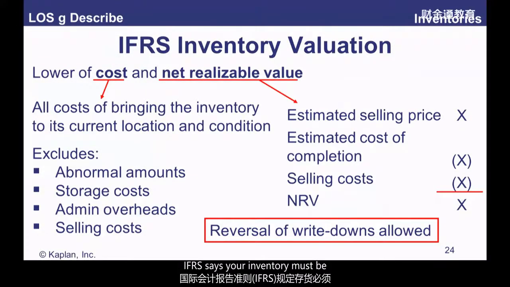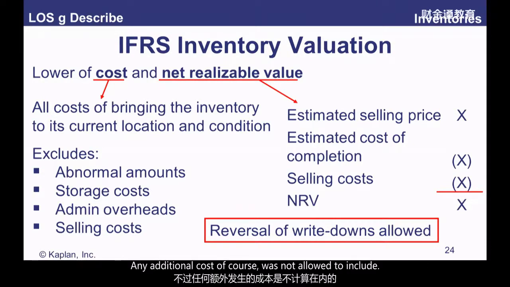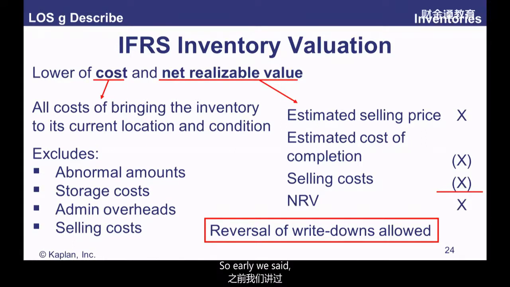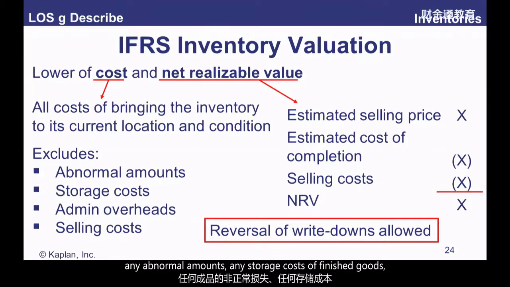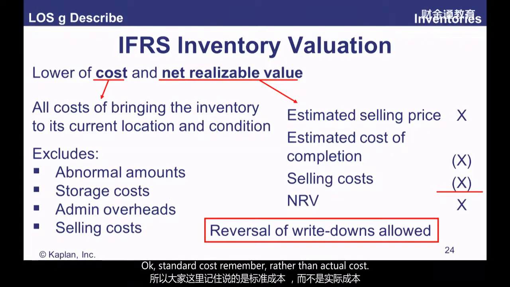IFRS says your inventory must be at the lower of cost or net realizable value. Now, cost, if you're a manufacturing company, of course, will be the standard cost of producing your goods and services, the standard cost of getting them into their current location and finished status. Any additional costs, of course, we're not allowed to include. So earlier we said any abnormal amounts, any storage costs for finished goods, any admin overheads, any selling costs cannot be included. It's only the cost of manufacturing and getting your finished goods into their current location. Okay, so it's standard cost, remember, rather than actual cost.